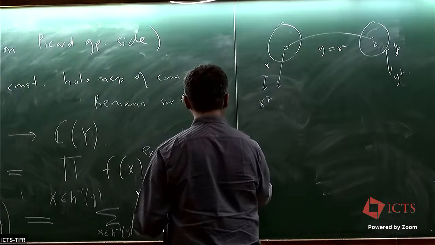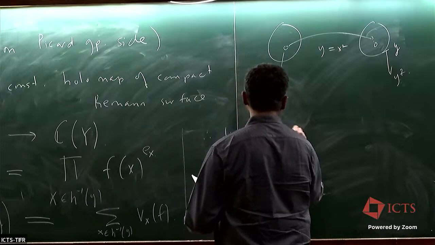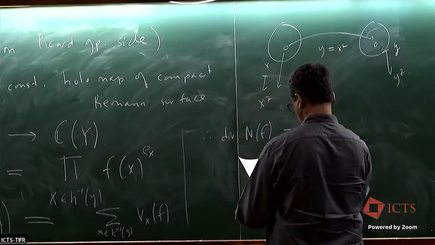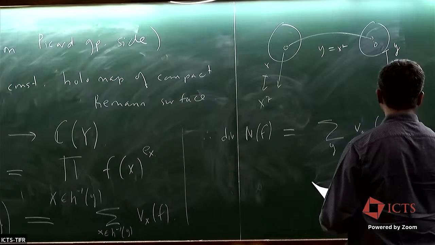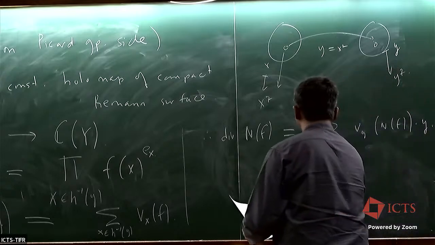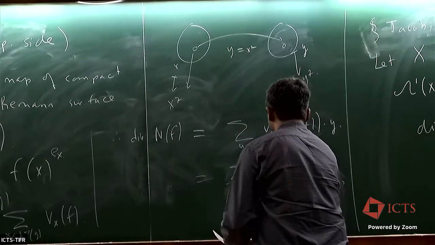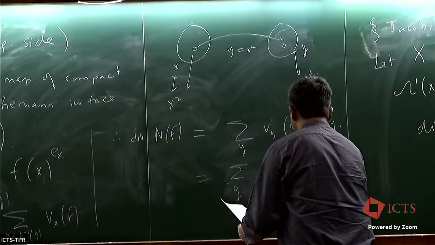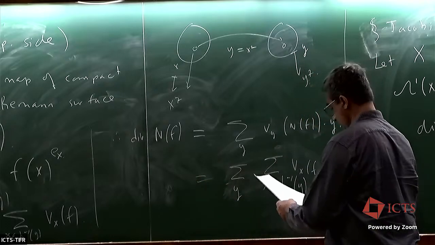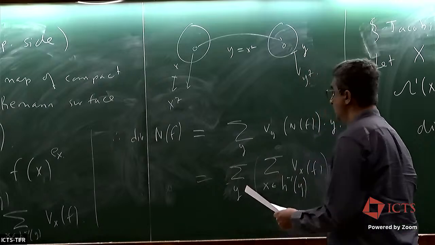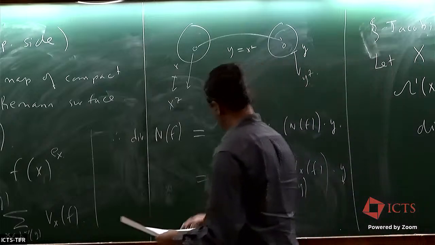So therefore, the divisor, let me write divisor because there are too many round brackets maybe. The divisor of the norm of f is given by just the sum over y, what is the definition, of the norm of f at y, which by this formula over here, we'll write as sum over y, from x belonging to h inverse y, the vx f, right, that was that formula over there, times y. So we have this little computation that the divisor of the norm of a meromorphic function is given by this formula.